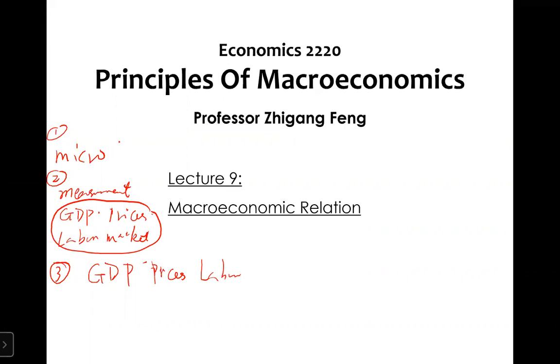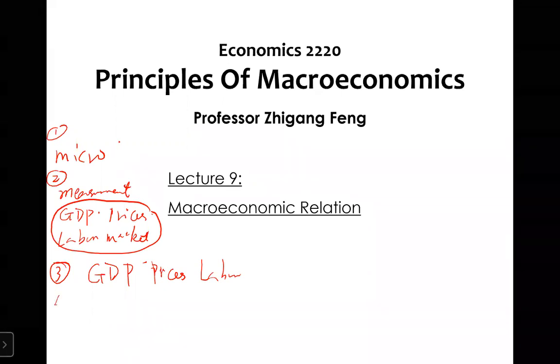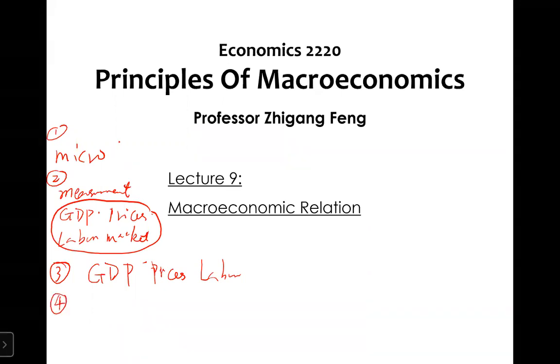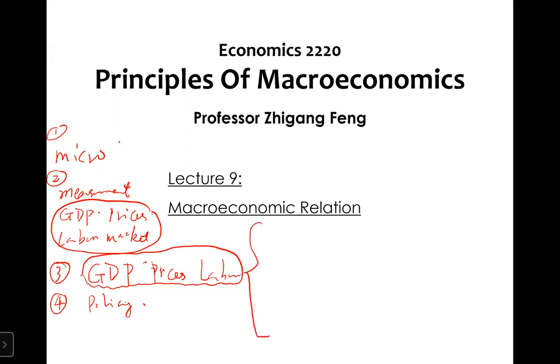And then once we're done with the third module, we are going to move to the fourth module. So that's after this one. We are going to look at policies. So in a sense, we're trying to understand what government policy can do or should do in dealing with some fluctuation or some problem in our aggregate economy. Now let's just zoom into module 3, so how we are going to proceed.